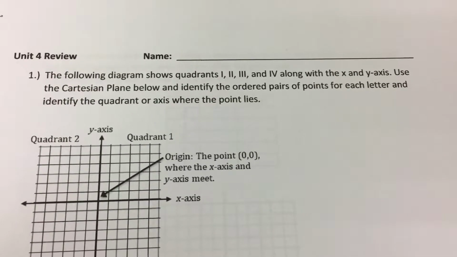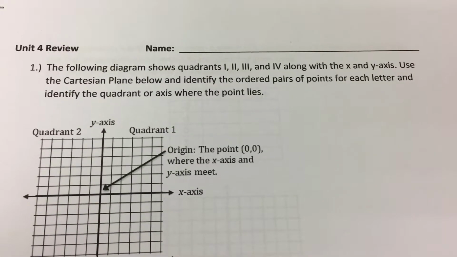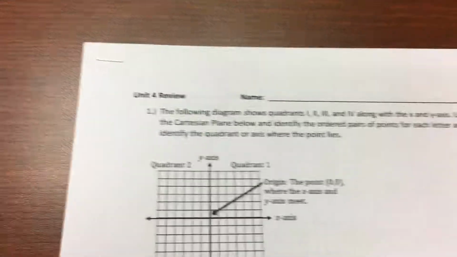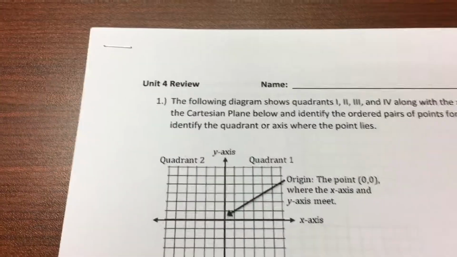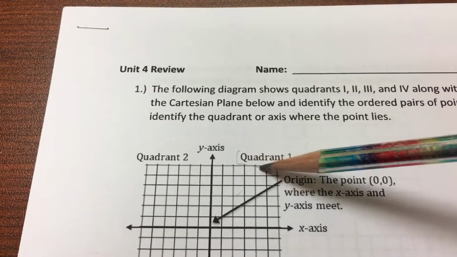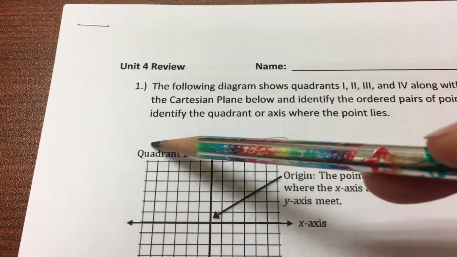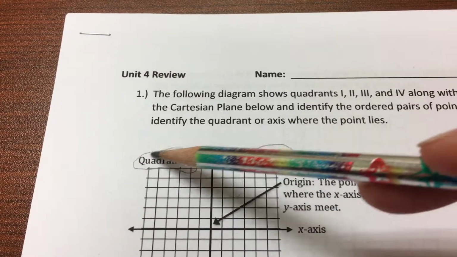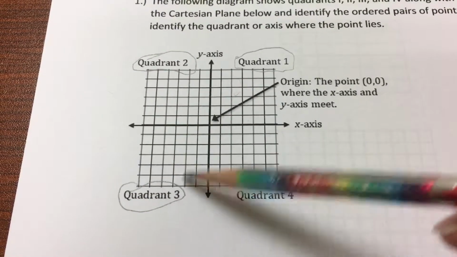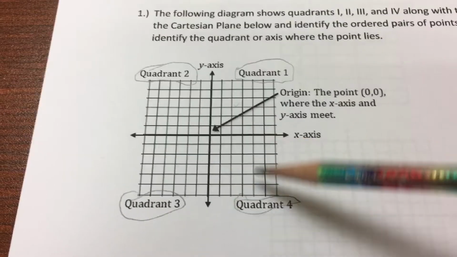Notice it says the following diagram shows the quadrants, and it shows the X and Y axis. So what I want to do is show you this. If you notice, this is quadrant 1, this is quadrant 2, this is all the values in this quadrant 2, then we got quadrant 3 is all the values in this corner, and then we have quadrant 4. That's all the values here.